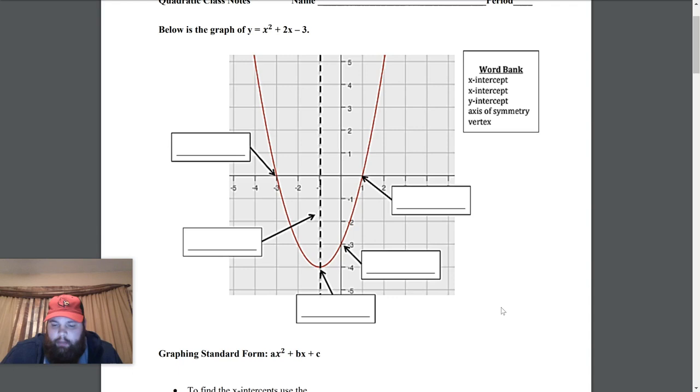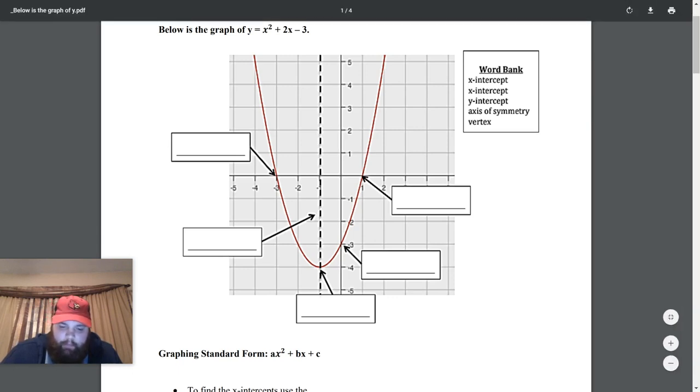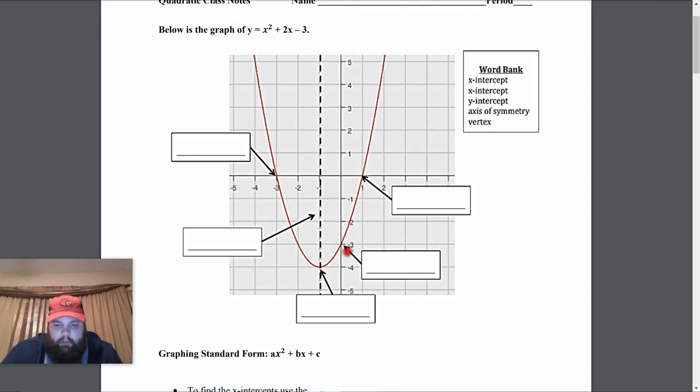This shape, y'all might have seen this before. Let me pull up my drawing tools here. Let me use this laser pointer here. This U shape right here, this is a parabola. So it always makes this U shape. It could be upside down too, but in this case, it's right side up. It's opening upwards. And we're going to go ahead and look at what parts this is. We got a word bank here, and it talks about the x-intercepts, y-intercept, axis of symmetry, and vertex. These are our main parts that make this up.